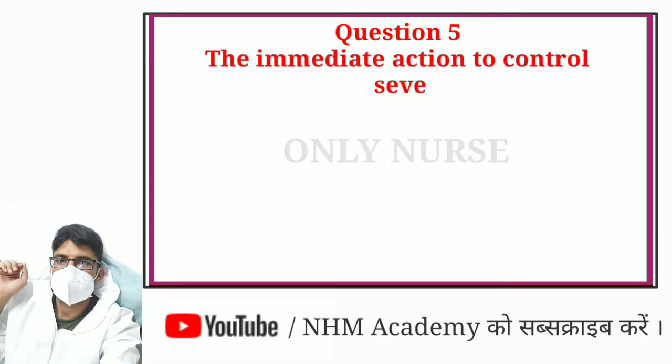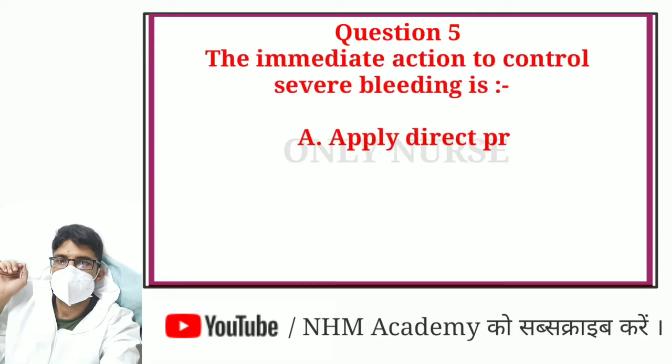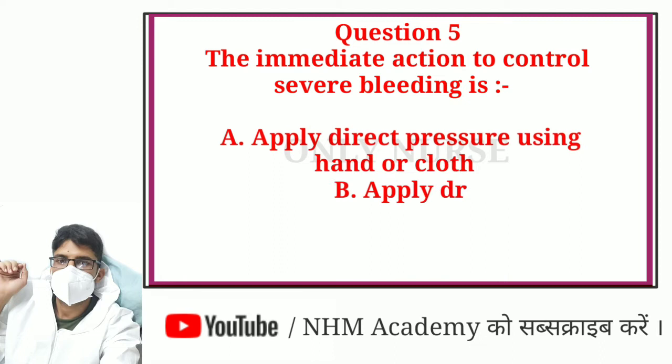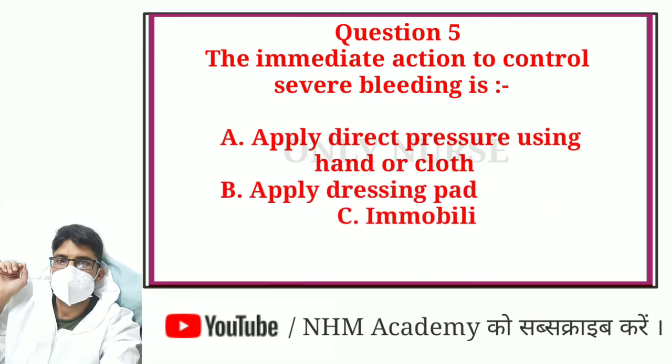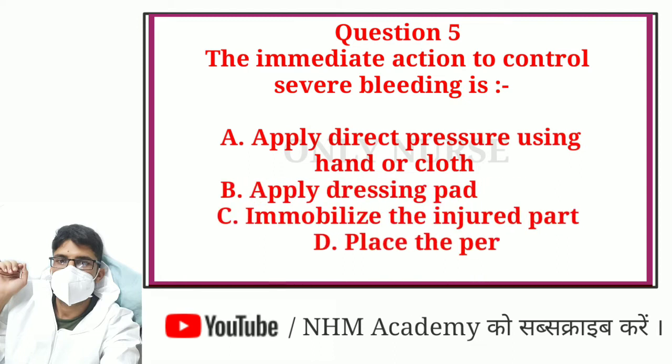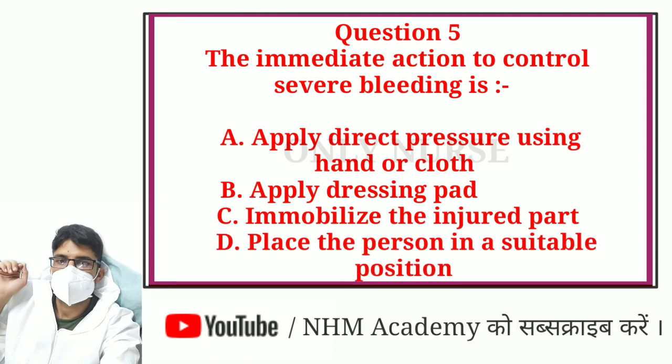Question 5. The immediate action to control severe bleeding is. Options: A. Apply direct pressure using hand or cloth. B. Apply dressing pad. C. Immobilize the injured part. D. Place the person in a suitable position. Right answer of this question is option A. Apply direct pressure using hand or cloth.